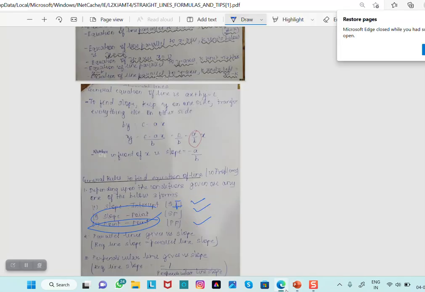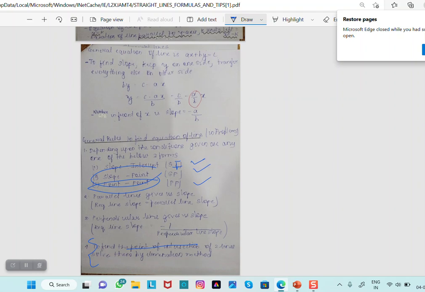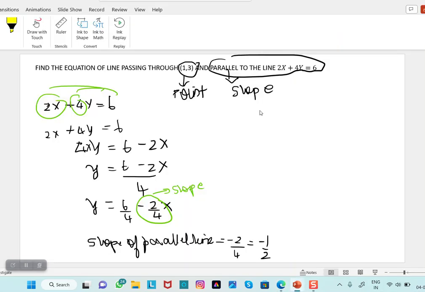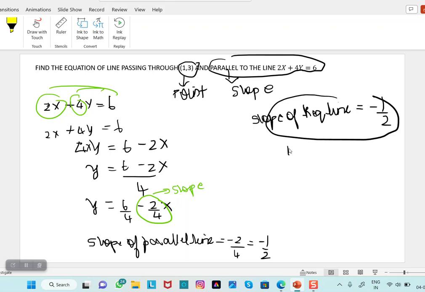Now we have to use the condition, the note that is given here. The note says that the slope of required line is equal to parallel line slope. That means the slope of required line is the slope of line we want. Slope of required line is nothing but minus 1 upon 2. So we have got the slope of required line and we have directly got the point.